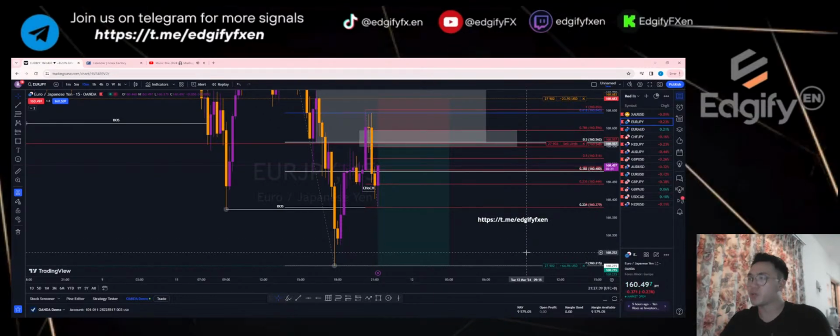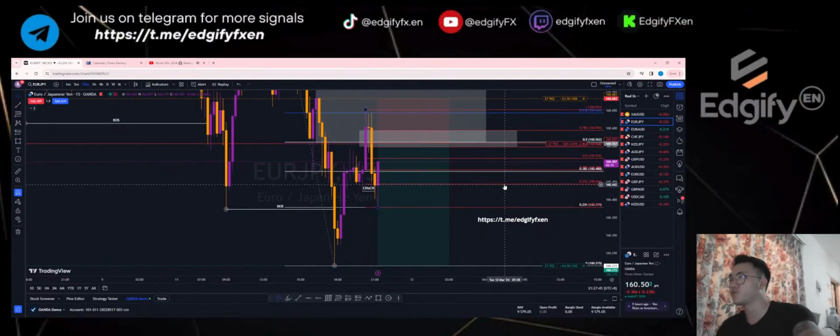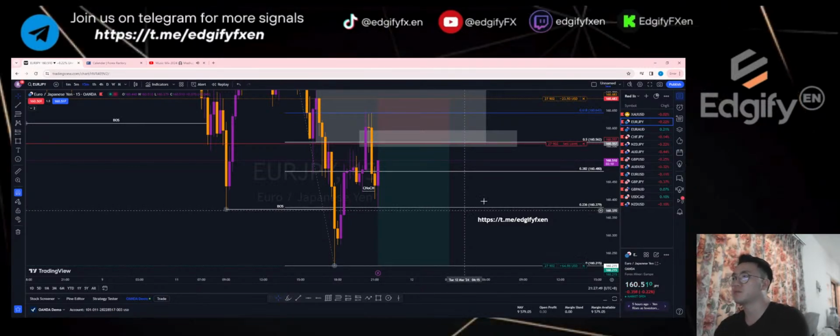Right. So Euro JPY is looking pretty good. It's retracing. I'll just remove this so it's cleaner.